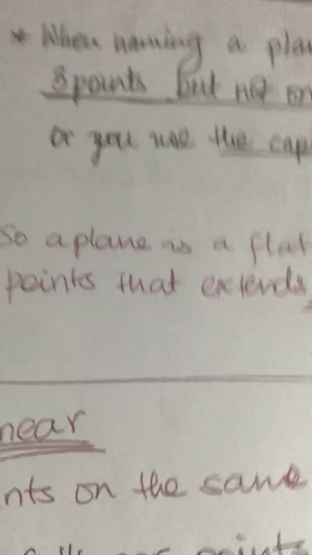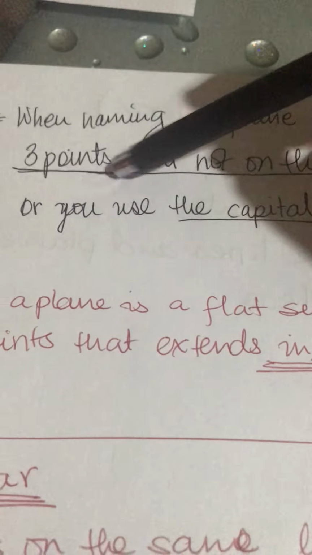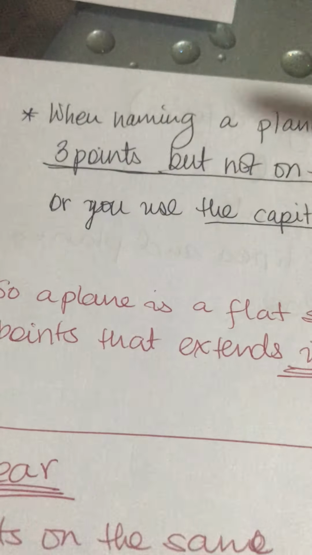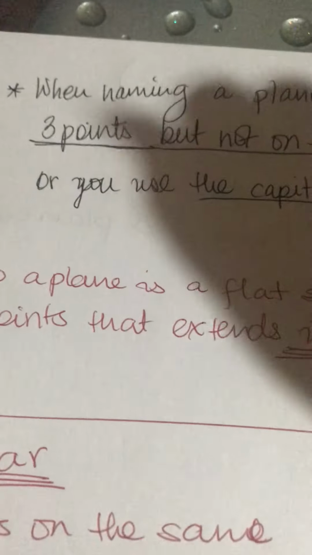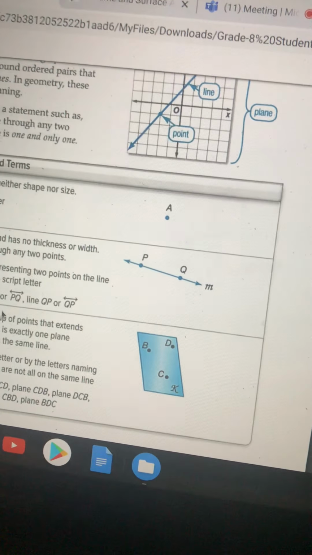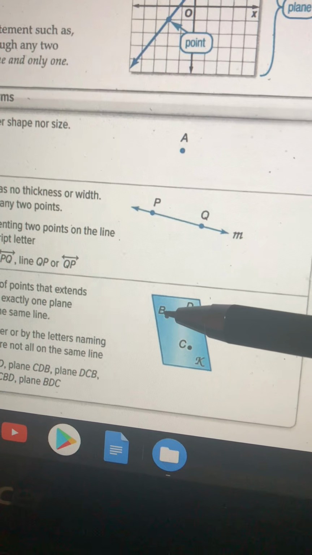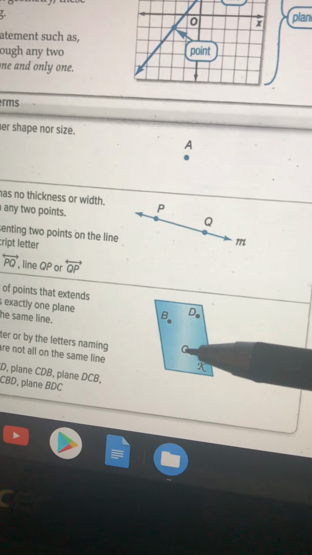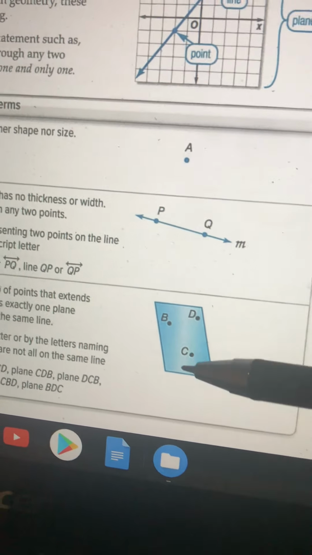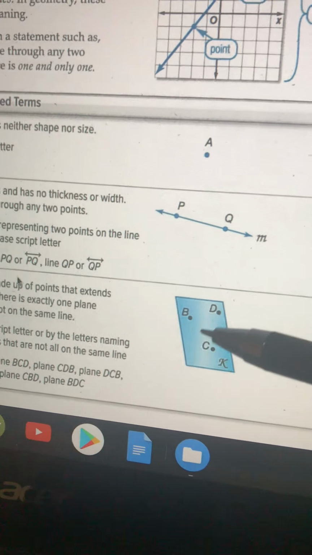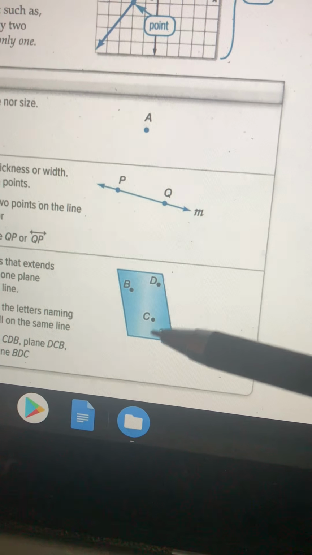When you name a plane, you need to use three points that are on the same plane. But they don't have to be on the same line. They must be on the same plane. Now, if I look at this picture, I would label this plane BCD, or CDB or DCB or DBC. It doesn't matter. If you start here, you can go this way, you can go that way, you can come this way, as long as you use three letters.